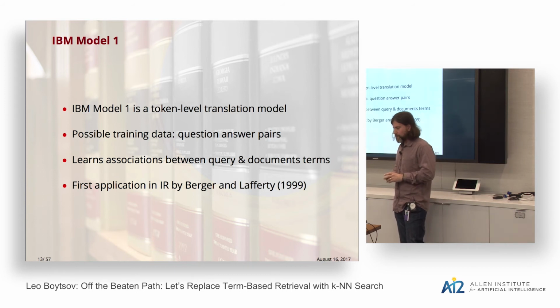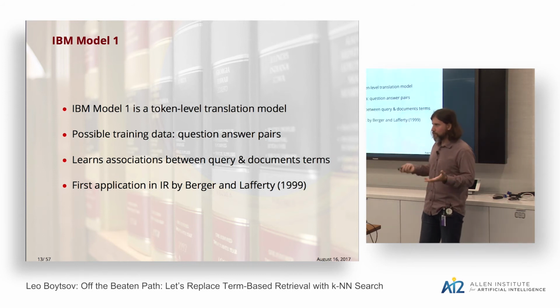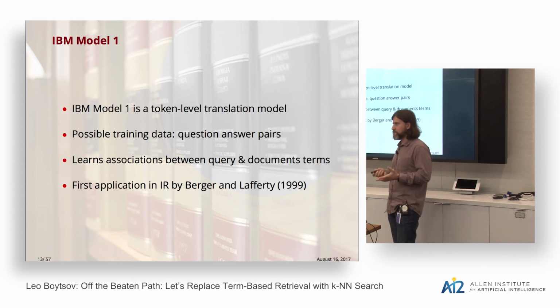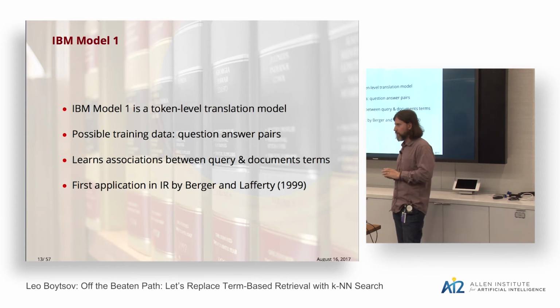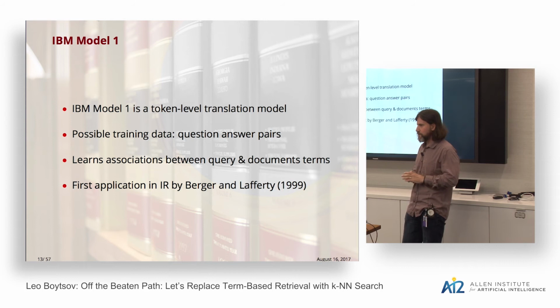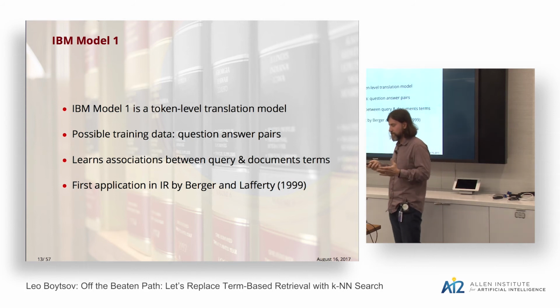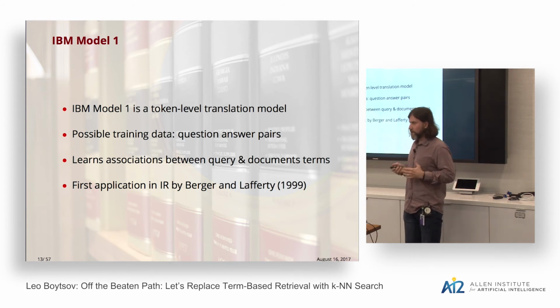Okay. All right. So IBM Model 1 is a token-level translation model, as opposed to, say, phrase-based translation, which is trained using a parallel corpus and expectation maximization algorithm. One good example of a parallel corpus that is relevant to our discussion is a set of question-answer pairs extracted from a community QA website such as Yahoo Answers.